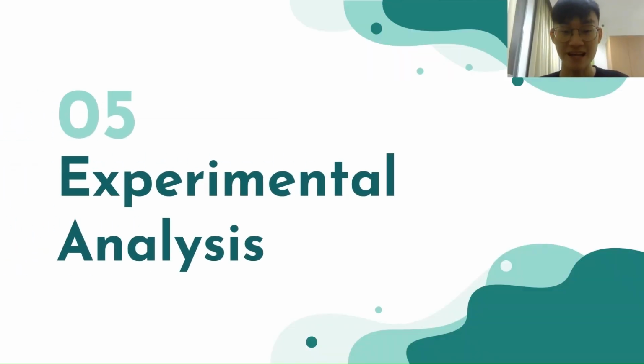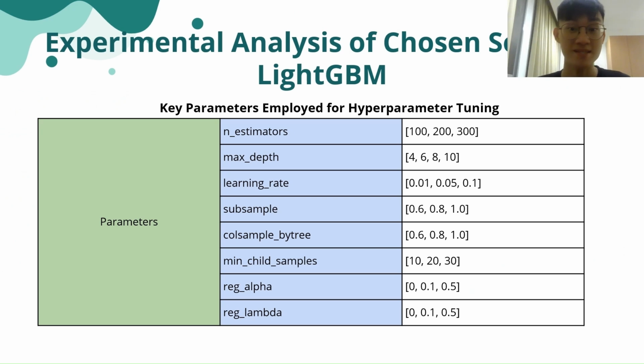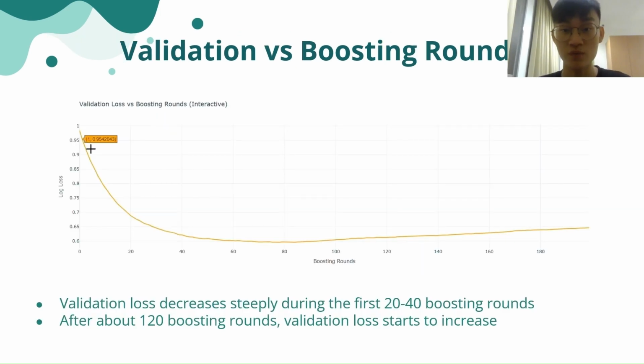Moving on with our experimental analysis, we have chosen LightGBM as it had one of the highest validation accuracy and micro average F1 score. These are the parameters we chose to tune to find the optimal parameters. During training, we observe a sharp decrease in validation loss over the first 20 to 40 boosting rounds. This decline slows down and stabilizes at around 100 rounds, indicating a potential sweet spot for the model performance. However, after approximately 120 boosting rounds, the loss begins to rise again, suggesting that the model may be overfitting beyond this point.